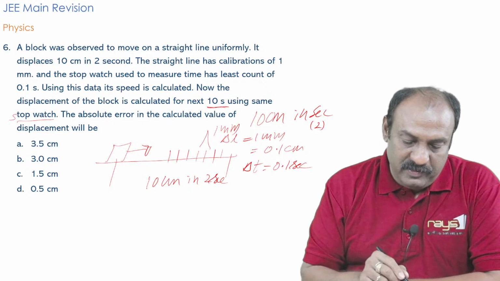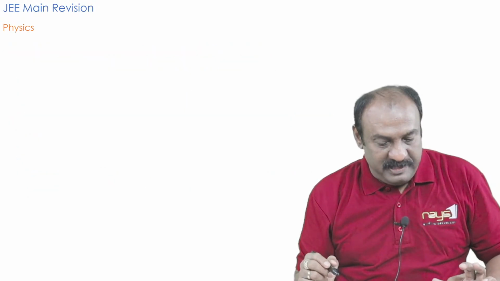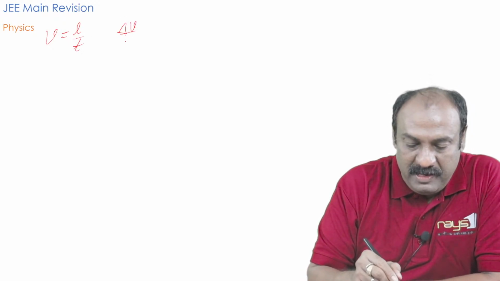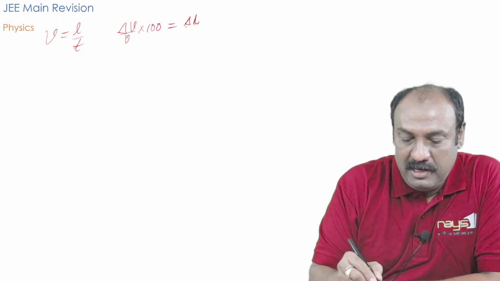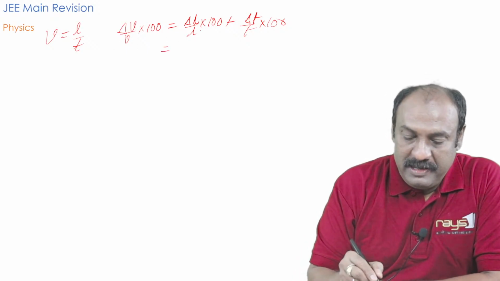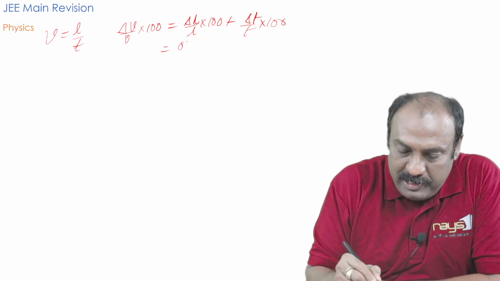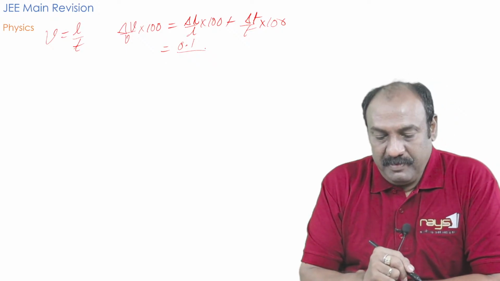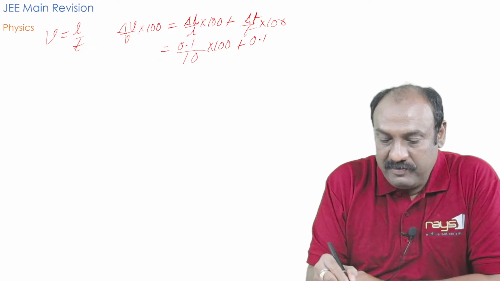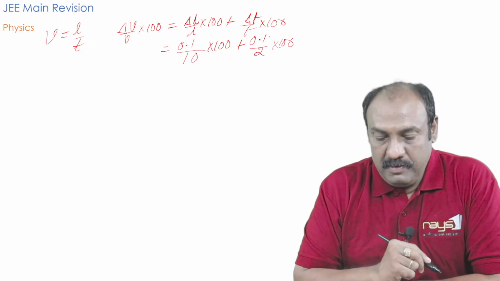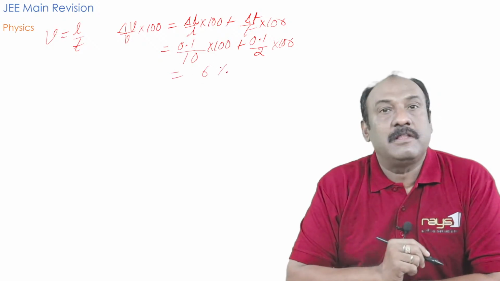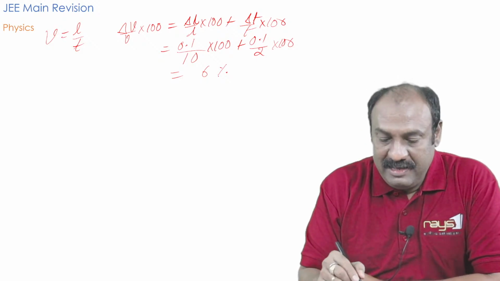Now what do we want? Using this data, its speed is calculated. What is the basic equation for speed? Speed is equal to distance covered by time. So the percentage of error in speed, delta V by V into 100, is equal to delta L by L into 100 plus delta T by T into 100. Delta L value is 0.1 centimeter, and the L value is 10 centimeters. So 0.1 by 10 into 100 plus delta T 0.1 second by 2 seconds into 100. Here it is 1 plus 5, which is 5%. So total 6%.